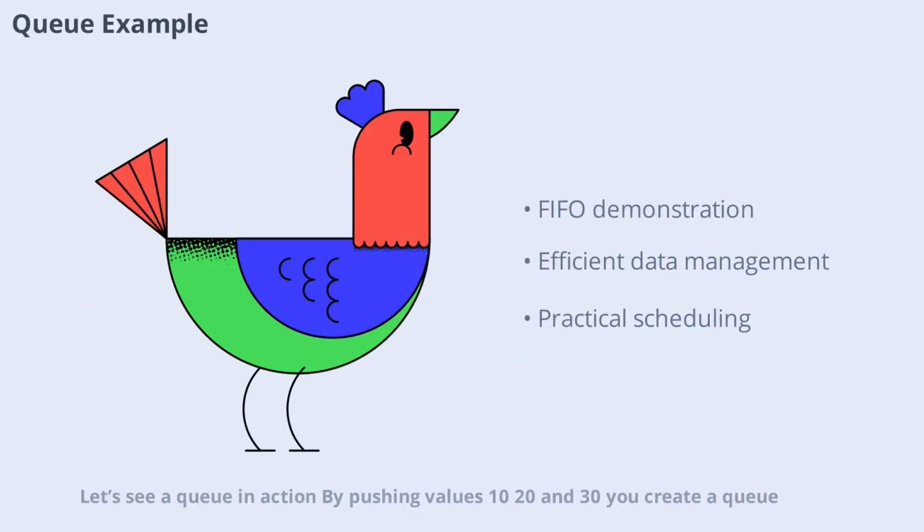Let's see a queue in action. By pushing values 10, 20, and 30, you create a queue. Front returns 10, back returns 30, and pop removes the front element. After popping, the queue contains 20 and 30. This illustrates how queues manage data in a FIFO order, making them suitable for many real-world scenarios.